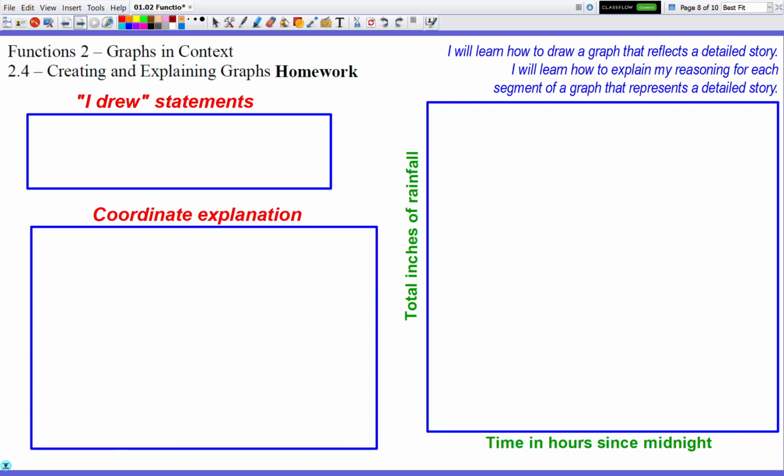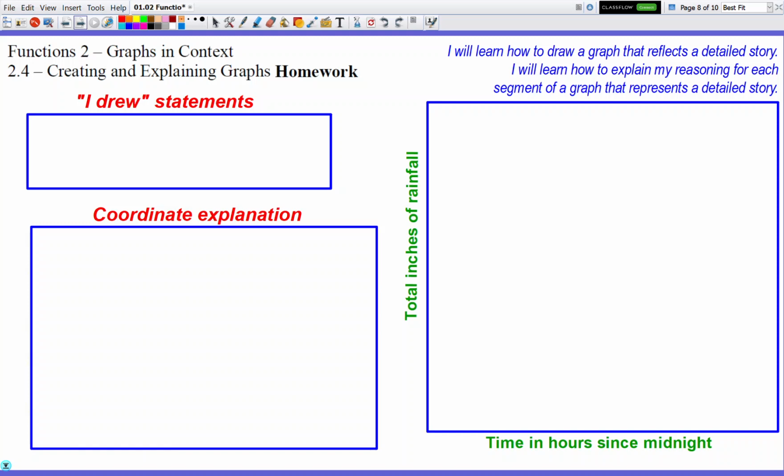Okay, so here's how you're going to have it written on your paper pretty much. You're going to have your graph on the right side, or somewhere on your paper. And right next to it on the side, you're going to have your I drew statements, and your coordinate explanation. If you're in my class, this is the way I want you to map out the answer. If you're in another teacher's class and you're watching my videos, it's fine. That teacher might not want you to organize your problem in this way, so just follow their lead. If they want you to do another technique, then just follow what they say.